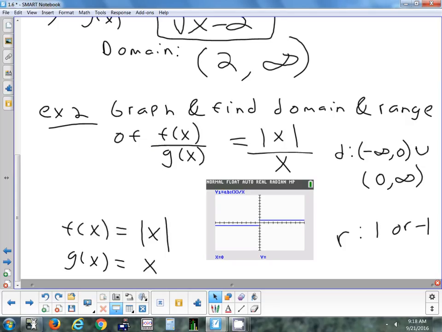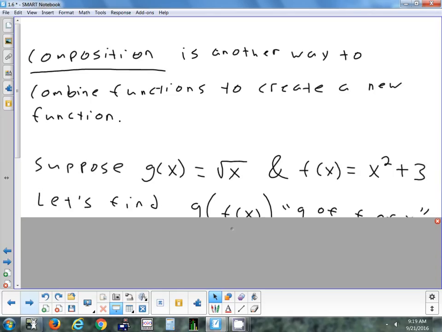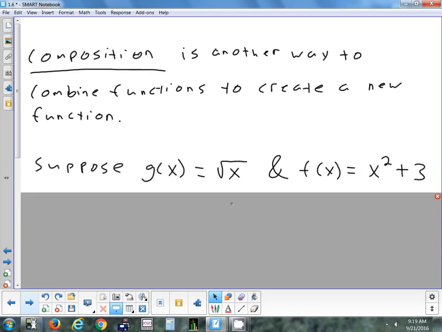Okay, so kind of a weird looking graph, but that's what it looks like. All right, so another way we can take 2 functions and put them together, besides adding, subtracting, multiplying, and dividing, is called composition. Composition is a little bit more advanced way to take 2 functions and put them together. Rather than try to explain it with just words without an example, I'm going to show you what it is with an example.